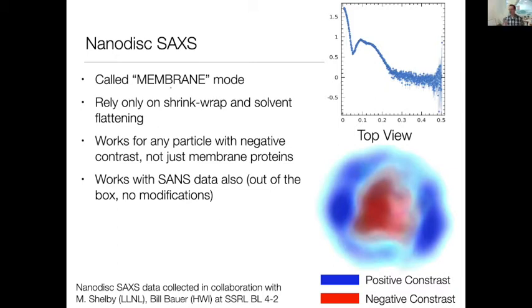We call this membrane mode. You just type -MM and it works. It works quite well. And this effectively just means that it's relying solely on shrink wrap and solvent flattening to be able to reconstruct the particle. And since all you're really doing is removing that positivity restraint, you can work with any particles. It doesn't have to be membrane proteins. So people have done this in material science applications for particles in toluene and stuff like that. So that works really well. And it also helps with working with SANS data out of the box. There are no form factors of atomic models or coarse grain beads or anything like that. It's just Fourier transforms back and forth and solvent flattening. It's a very, very simple approach. So it works with SANS data out of the box.